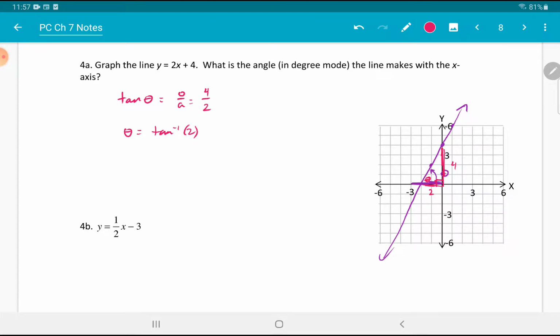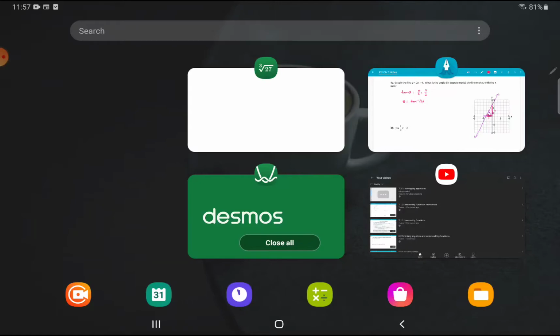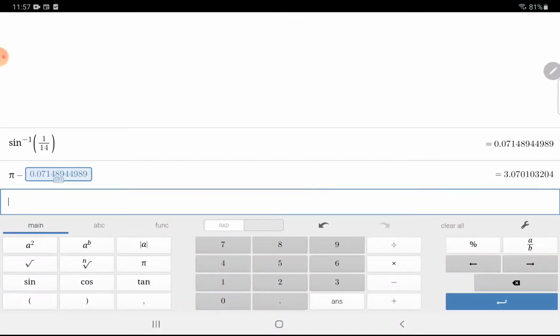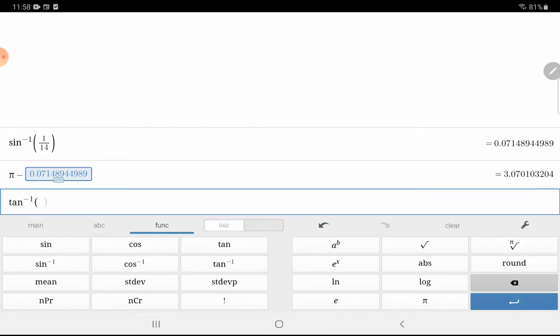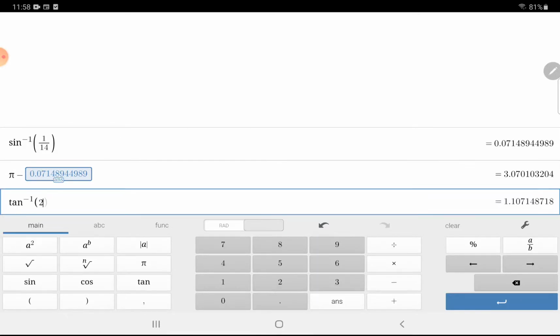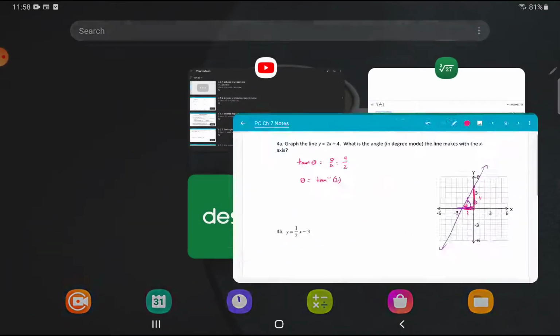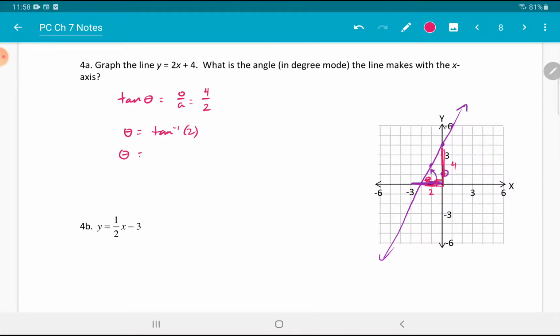So with this, we can see that theta is equal to the tangent inverse of the value of 2. And with our calculator, tangent inverse of 2 is going to give us, in degree format, an angle of 63.43 degrees. So theta is equal to 63.43 degrees. That's the angle that the line makes with the x-axis.